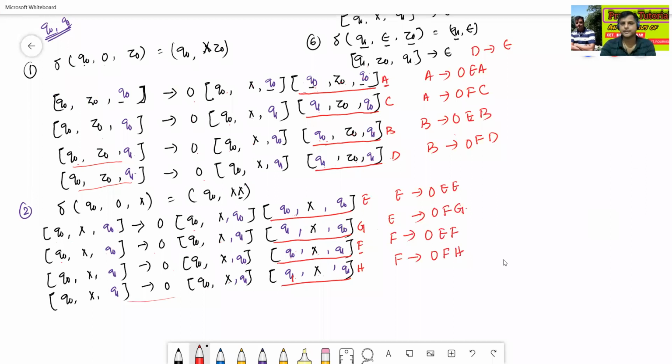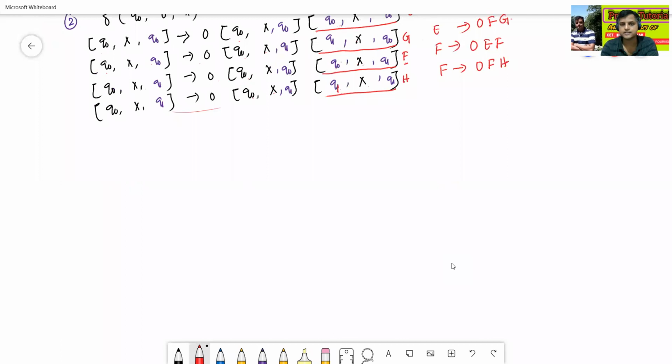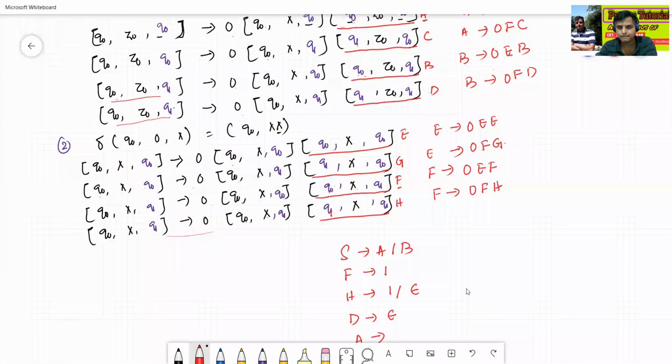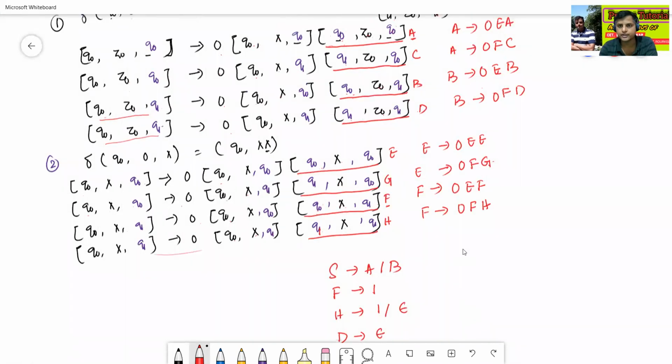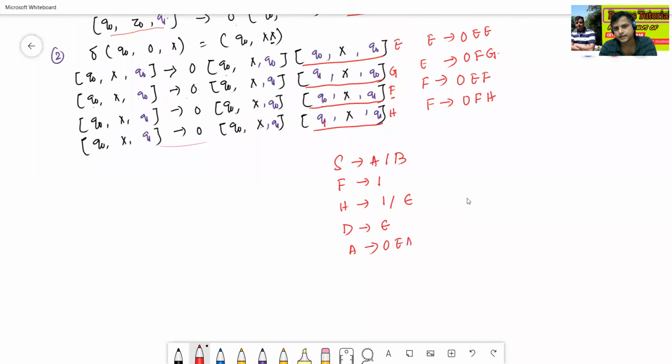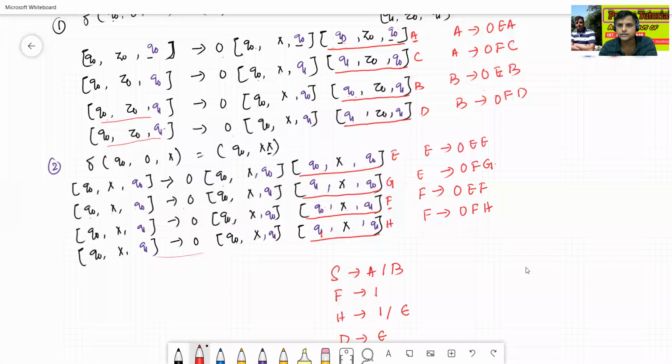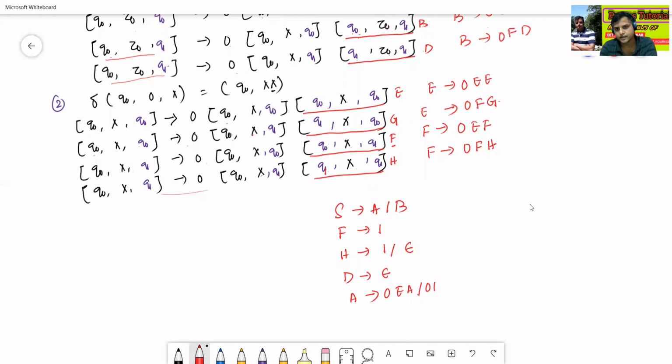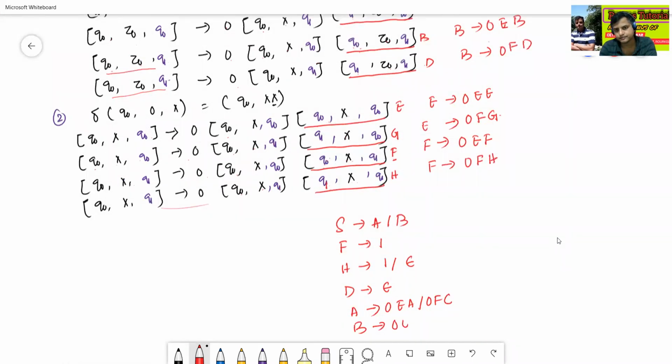Okay. So now we can write like this. All productions here: S to A slash B. Then F to 1. Then H to 1 slash epsilon. Then D to epsilon. Then A to 0EA, 0EA slash, 0FC, 0FC, then B to 0EB, 0FD.